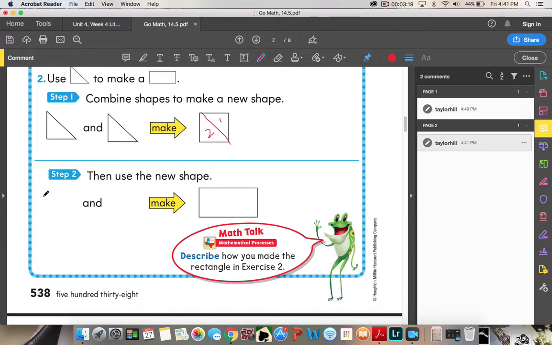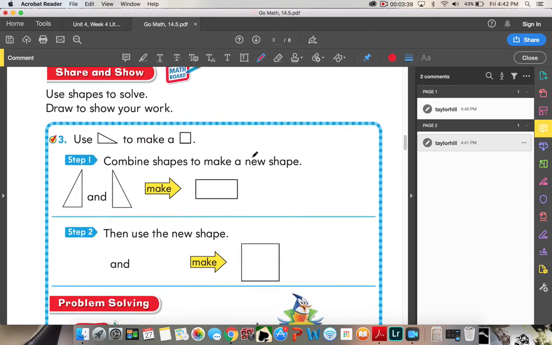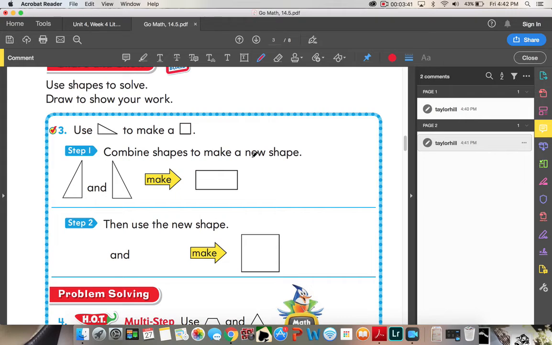So then we'll draw the square, square, and square to make a rectangle. And if you divide the line right here in half, you'll be able to see this is square 1 and this is square 2. And that's how you make the shape. Okay, number 3. Use triangles to make a square.